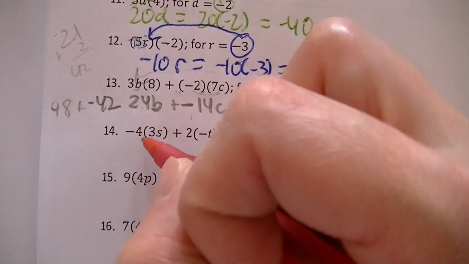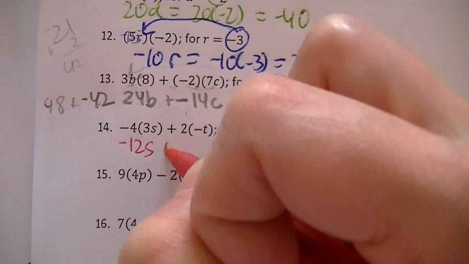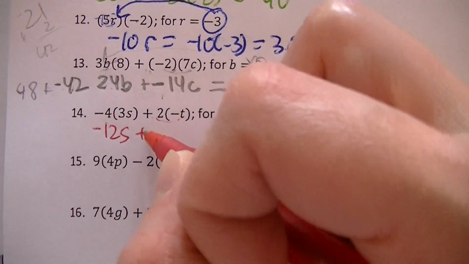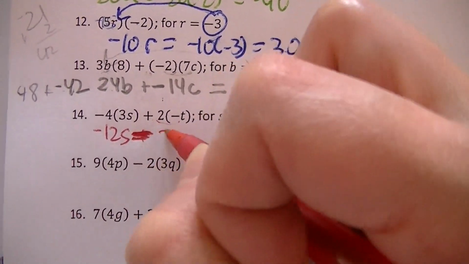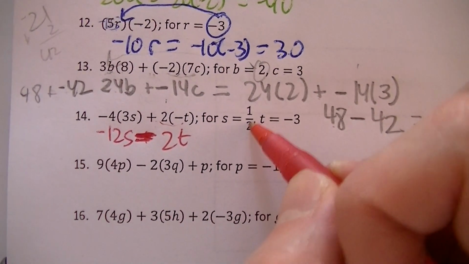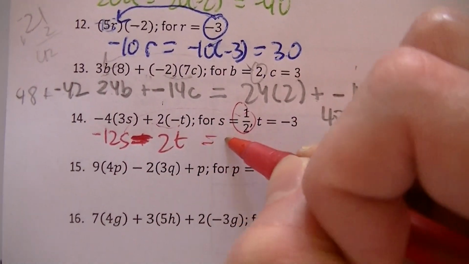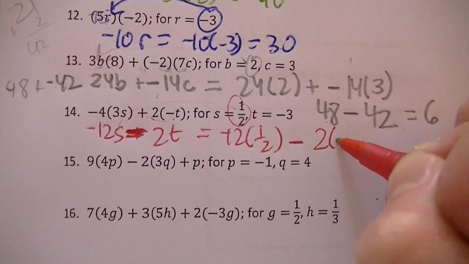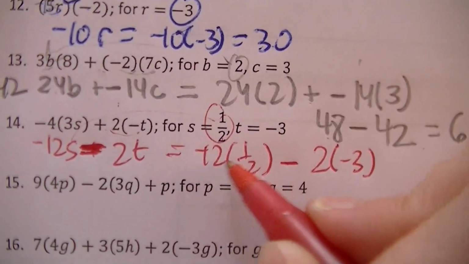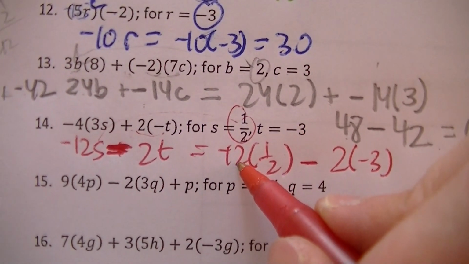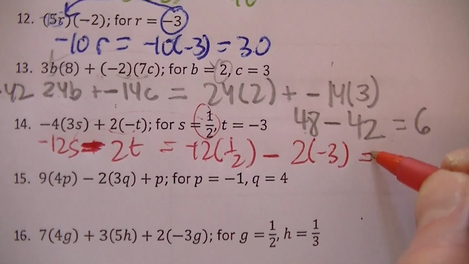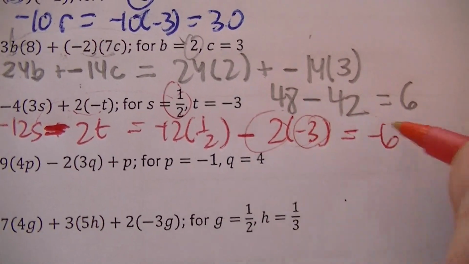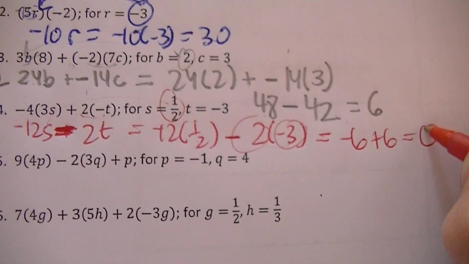Okay, right here you should get negative 12s plus, positive times a negative is minus 2t. So s is 1/2, so negative 12 times 1/2 minus 2 times negative 3. Half of negative 12 is negative 6, so that's negative 6. Then negative 2 times negative 3 is a positive 6. Negative 6 plus 6 is 0.